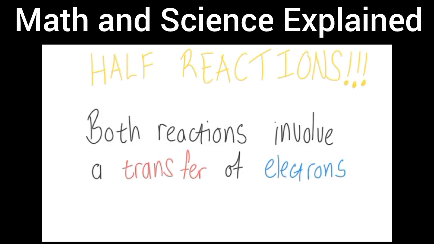An important thing to remember is that both oxidation and reduction are only half reactions. You need to combine both reactions to get the full and final reaction that would occur. Additionally, both reactions involve a transfer of electrons.